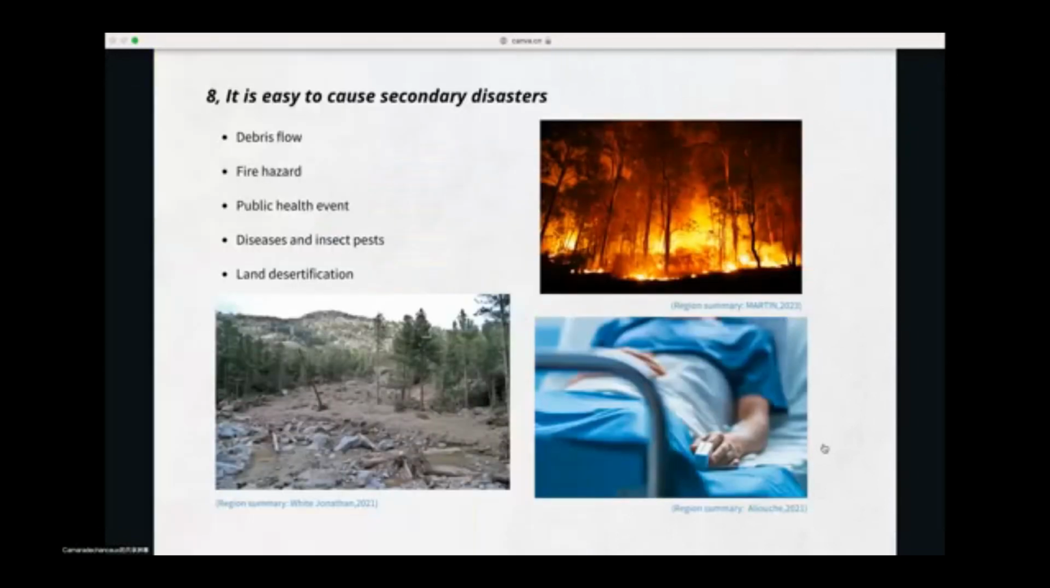Water scarcity can also lead to secondary disasters, such as forest fires, public health events, and land desertification.